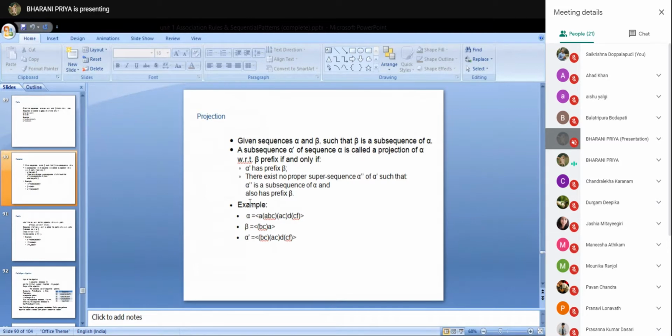According to the definition, beta is a subsequence of alpha, and beta is a prefix of alpha dash, which is also a subsequence of alpha. I'll repeat: beta and alpha dash are subsequences of alpha, and alpha dash has beta as a prefix. Then alpha dash is called the projection of alpha with respect to beta. Is this point clear? What is projection?